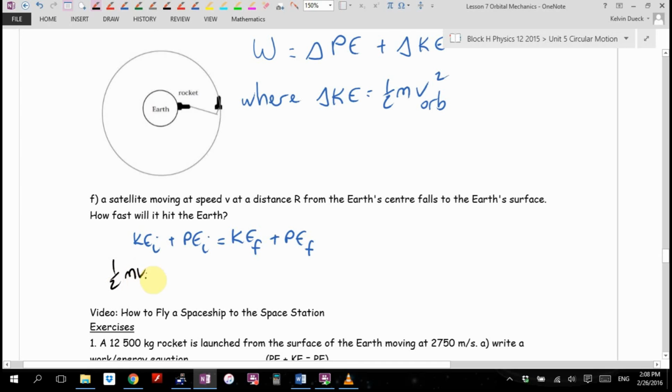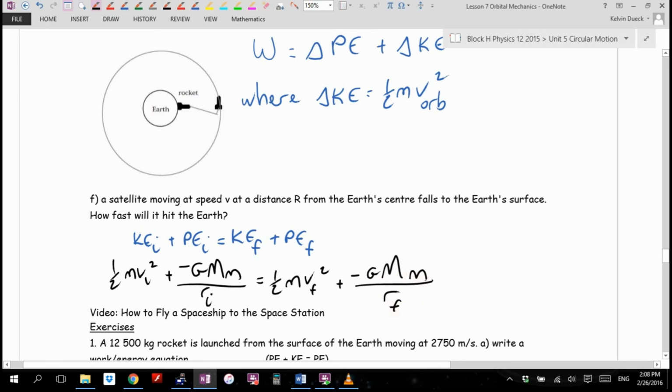A half m v initial squared plus negative big G, big M, little m over R initial. This time R initial is out in space. That equals a half m v final squared plus negative big G, big M, little m over R final. How would you get the V by itself? I wouldn't. I would move everything over to that side, get an answer, get a number equals a half m v squared, and then I would get the v by itself, times by 2 divided by m, square root. But I would not try and do this one algebraically.